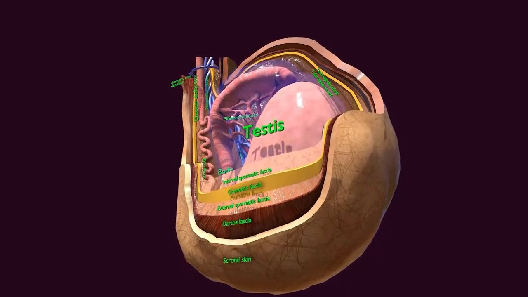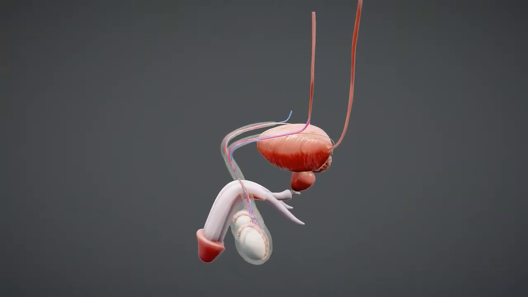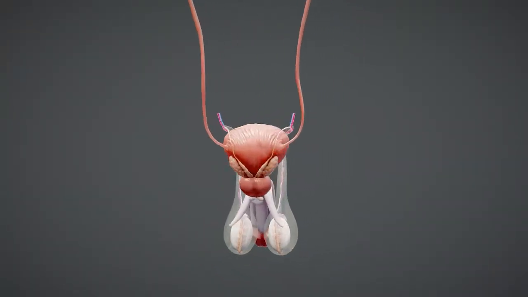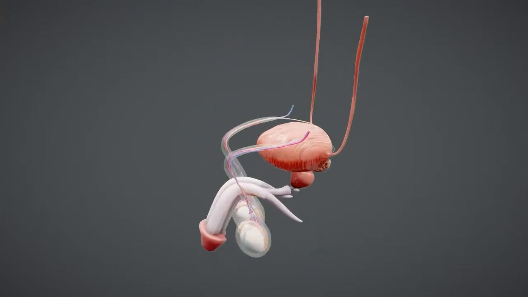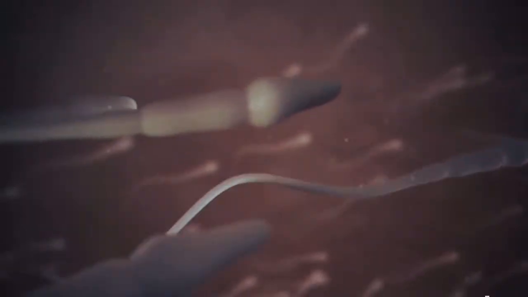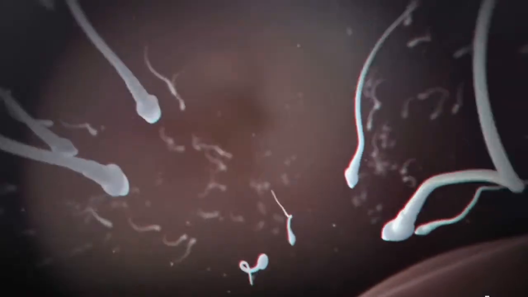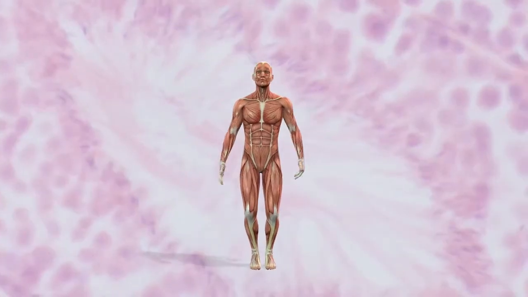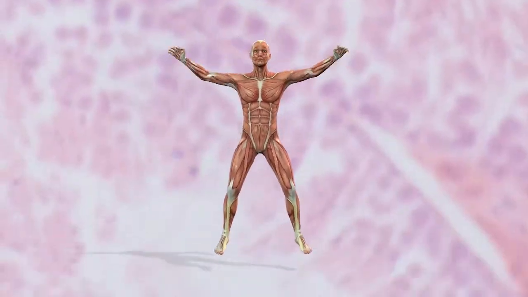So in conclusion, the male reproductive system is not only essential for reproduction, but also plays a significant role in overall male health and vitality. Beyond the production and transport of sperm, the system is deeply involved in hormone regulation, particularly through testosterone, which influences everything from muscle mass to mood.